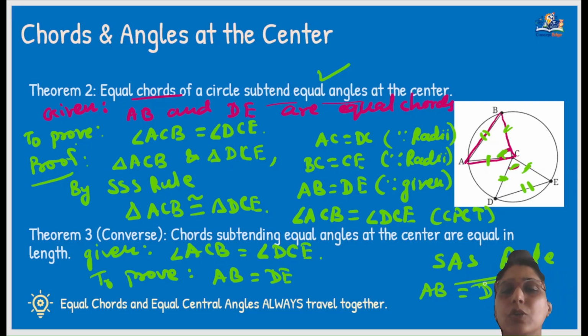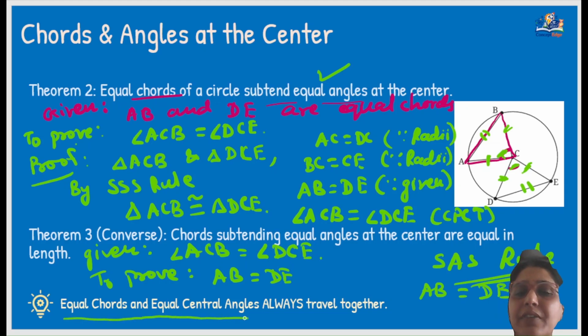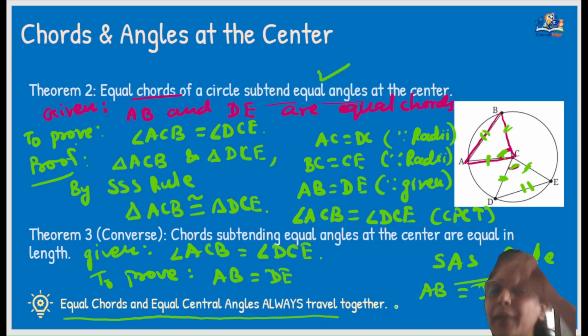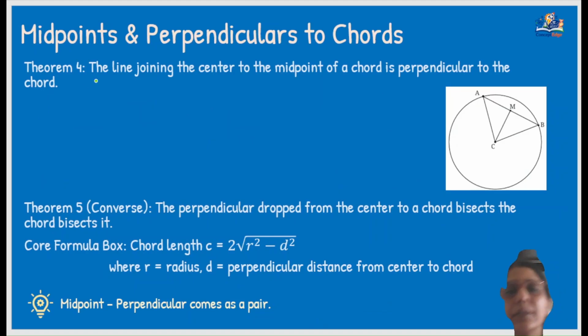Remember this very important tip: equal chords and equal central angles always travel together. Whenever you see equal chords or equal central angles, apply this theorem to solve the problem. I hope you get this. Now coming to the next theorem.